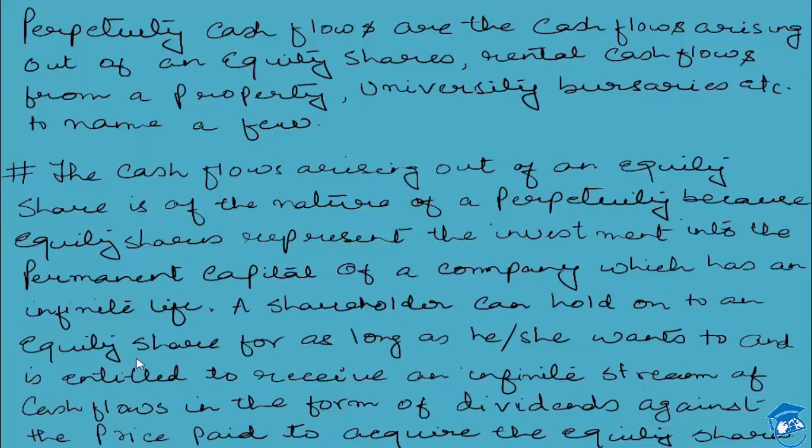But once he wishes to sell it off in favor of any other person, it will be the new person who shall be entitled to the future stream of earnings. So let's try to understand this particular point, students. So long as a particular company is in existence as per the going concern concept, no matter how many times the equity share changes hands, the flow of dividends won't stop. The flow of dividends will simply get transferred in favor of the new owners as and when they come into the picture.